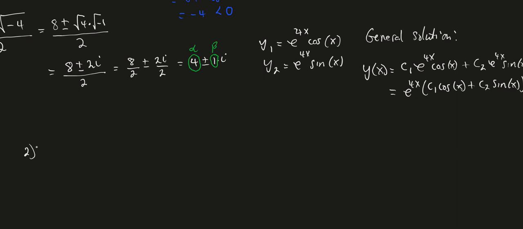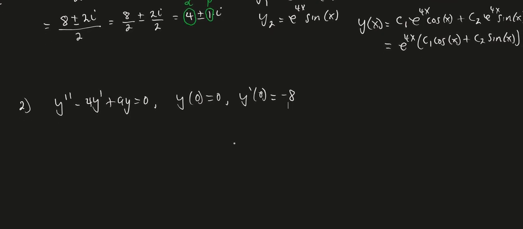So let's say we have y double prime minus 4y prime plus 9y is equal to 0. And then we have y of 0 is equal to 0. And then y prime of 0 is equal to negative 8. All right. So let's go ahead and start by writing down the auxiliary equation. So the corresponding quadratic equation is m squared minus 4m plus 9 is equal to 0.